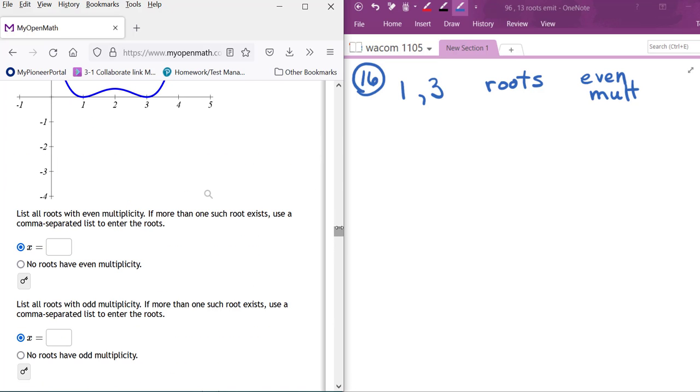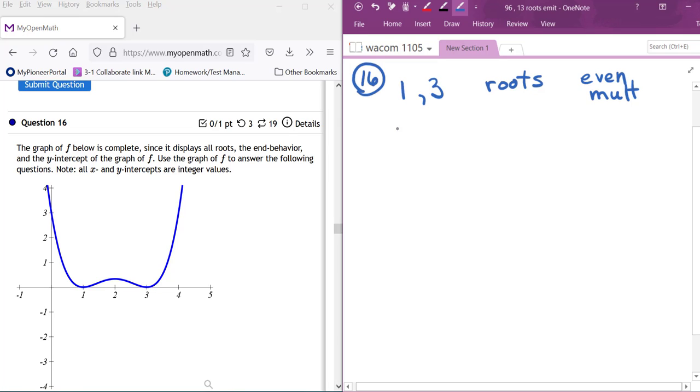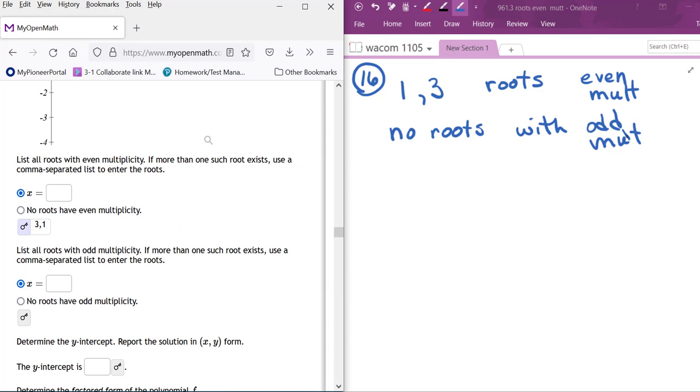I have to look at the rest of the questions. So list all our roots with even multiplicity. So this is just going to be 1 and 3. So we're good there. List all the roots with odd multiplicity. There are none. There is not a place where it crosses the x-axis. So we would have to choose this one.